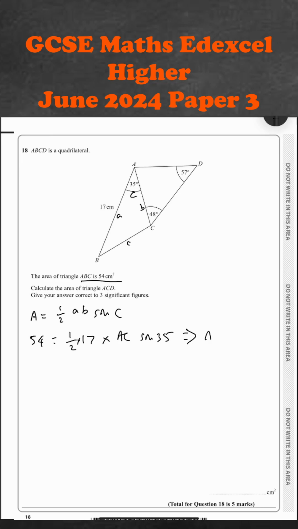Therefore, AC equals, do this on my calculator actually. We'll do 54 times 2 to get rid of the half, so we're going to have 108 divided by 17 sine 35. Let's do that in one go. 108 divided by 17 sine 35, and we get 11.0760, etc.